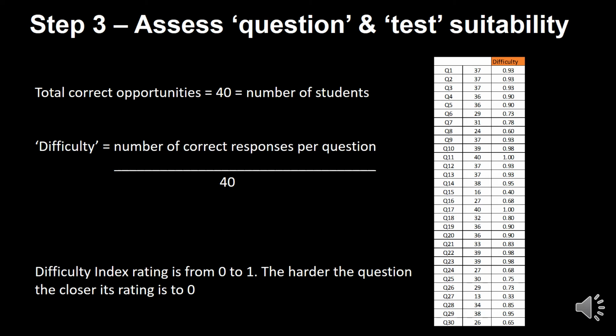So now we want to see how our test has performed. So what we're going to do by question, we're going to take the total number of correct responses per question and divide it by the total number of people who took the test, which is 40. So that's a very simple calculation, and then this number that we get is called the difficulty index, which rates from 0 to 1. So the harder the question, the closer its rating will be to 0. So a really, really easy question would have a difficulty index of 1.